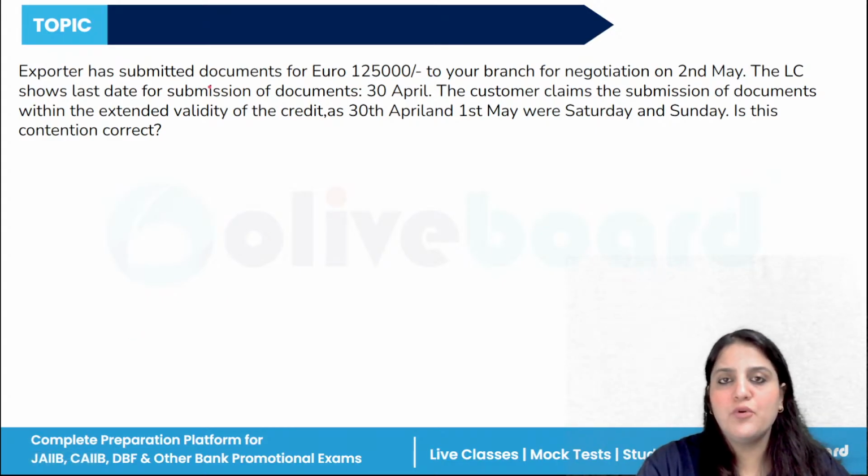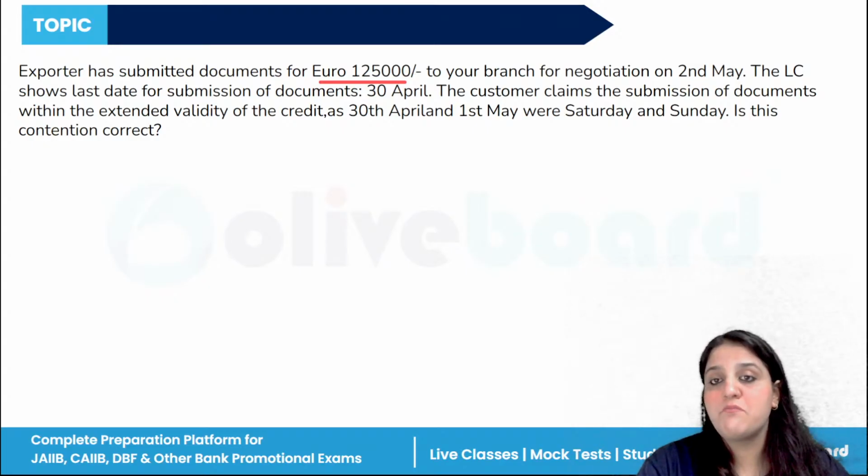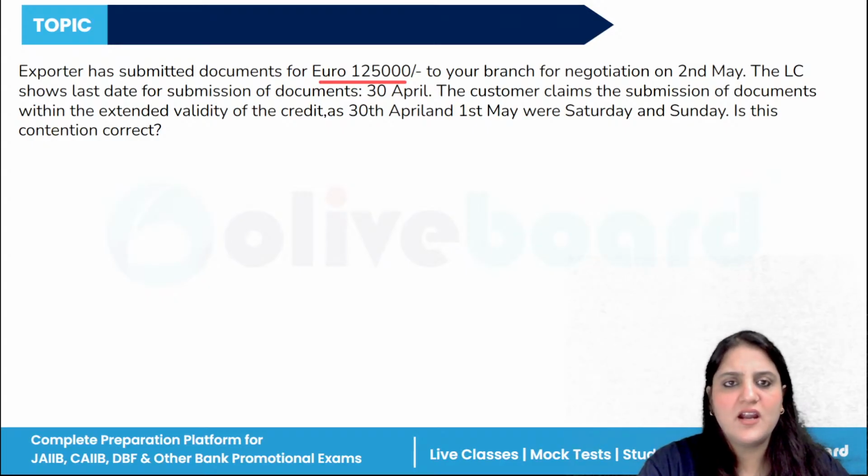Now there is an exporter who submitted euro documents to your branch for negotiation on 2nd of May. The LC shows the last date for submission. The customer claims the submission of documents was within the extended validity of the credit, as 30th April and 1st May were Saturday and Sunday. Is this contention correct?